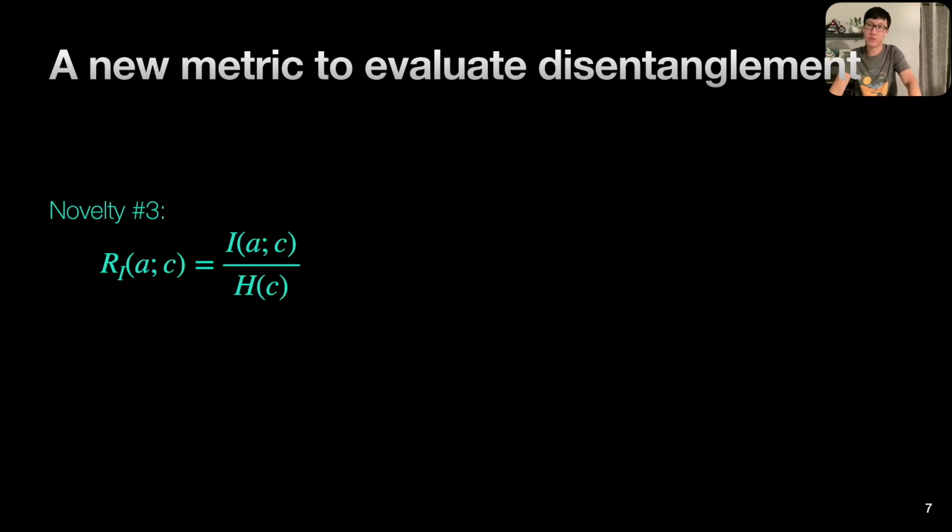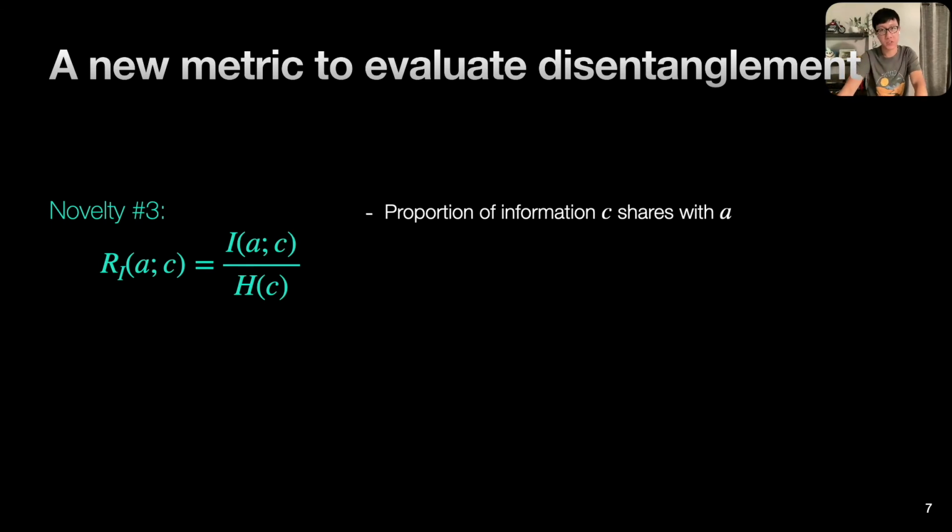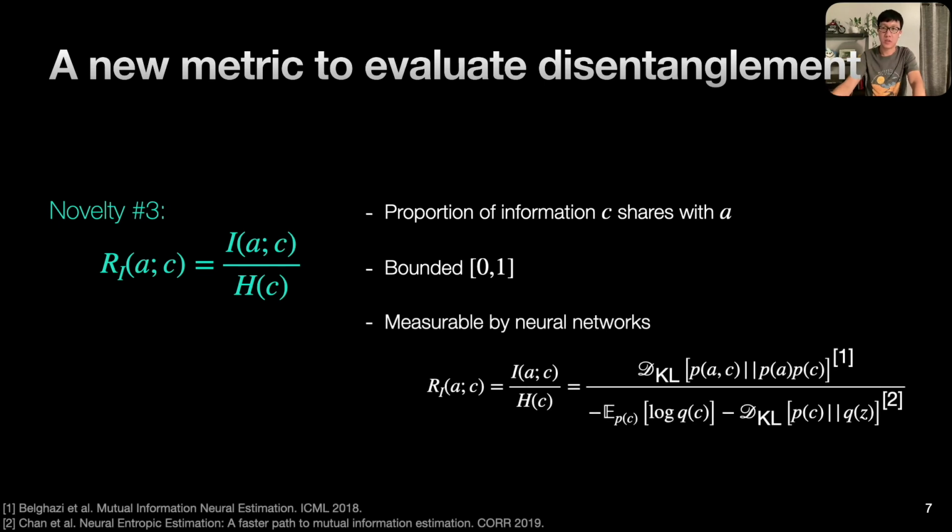We defined a ratio RIAC, which is IAC divided by HC, and HC here is the entropy of variable C. RIAC, first of all, has a nice theoretical meaning. It is the proportion of information that C shares with A. It is also bounded, meaning that 0 is the perfect disentanglement and 1 represents the worst scenario for disentanglement. And lastly, we show in the paper that this ratio can be estimated following references number 1 and number 2 below.